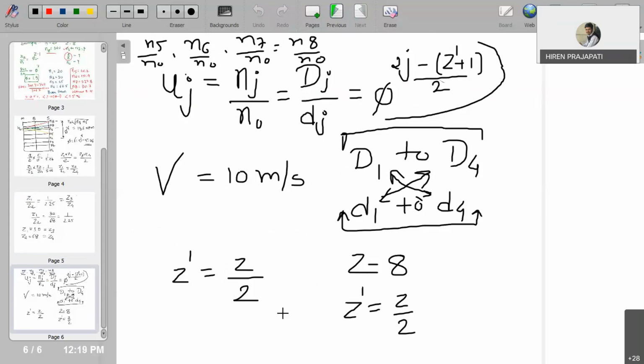So you can try to solve based on the information given on this page. I'm keeping this page shared with you so you can use this information. So find out the pulley diameters. If you have any doubt, then you can ask now.